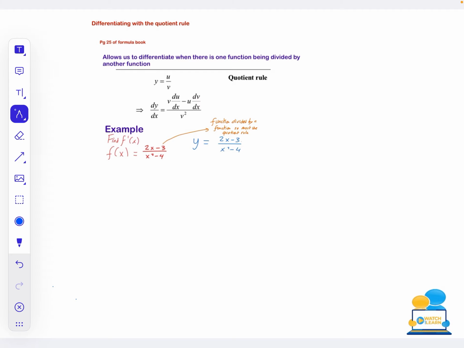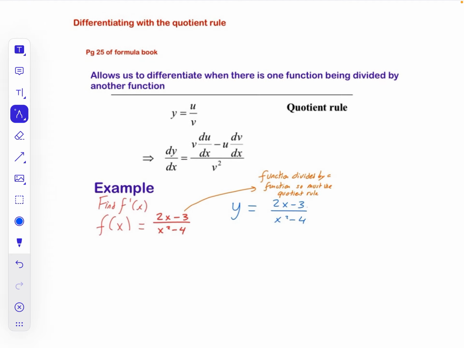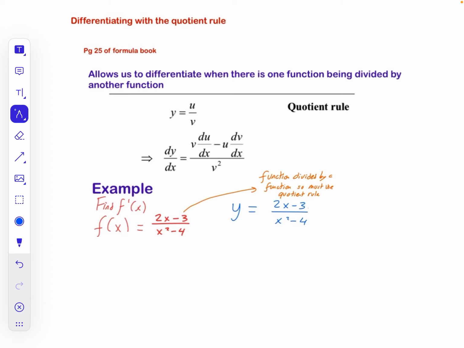Now, we also have a rule for when we are differentiating and we have two functions or two things being divided by each other. So the quotient rule, again, it's on page 25 of your formula book and allows us to differentiate when there's one function being divided by another function. Now this rule, we're going to set it up exactly the same way. So the good thing is if you know how to use the product rule, you actually know how to use the quotient rule as well.